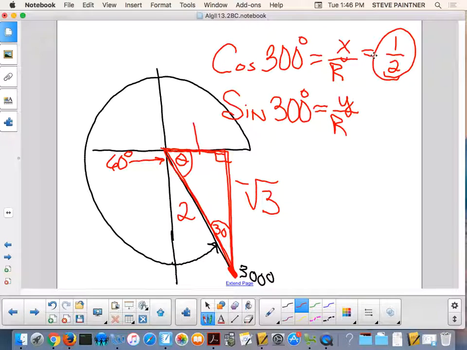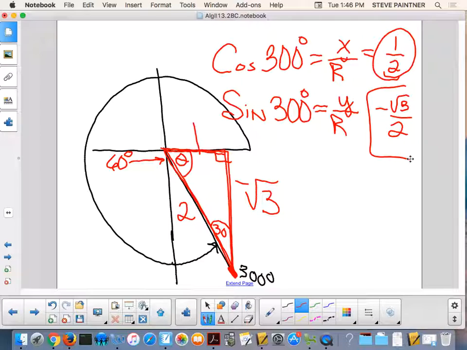Okay. What is sine of 300, Travis? Negative square root 3 over 2. Okay, because he's doing opposite of theta, that side, over hypotenuse, or the y value over the radius, negative square root of 3 over 2. Okay, these numbers are exact answers.